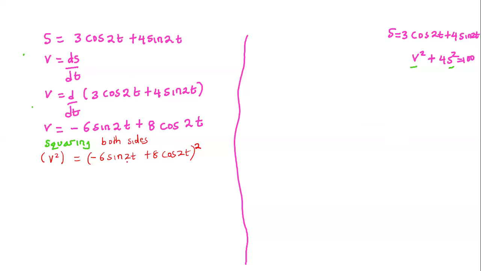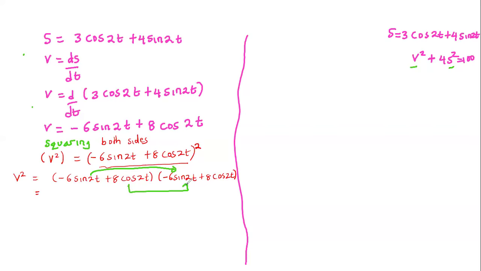Now, would you allow me that we expand this part here? So this will be v squared is equal to (-6 sine of 2t plus 8 cos of 2t) into (-6 sine of 2t plus 8 cos of 2t). Then you open your brackets very well. You know how we are opening our brackets: this multiplies the whole of this, and this multiplies the whole of this. Okay, cool. Do you want to open for us?